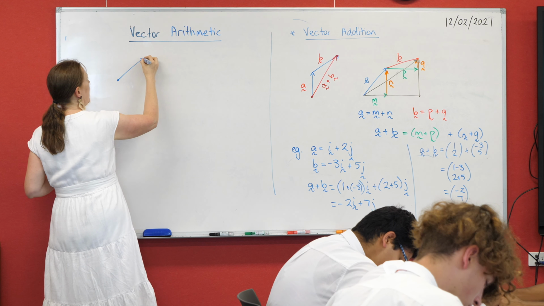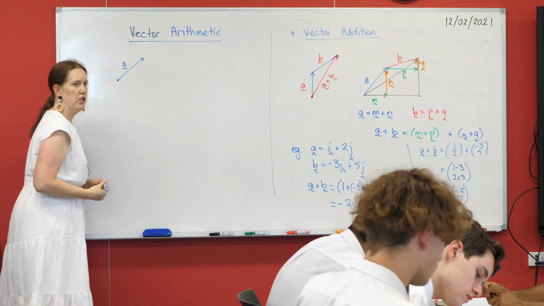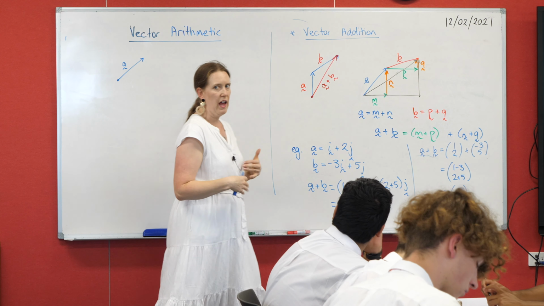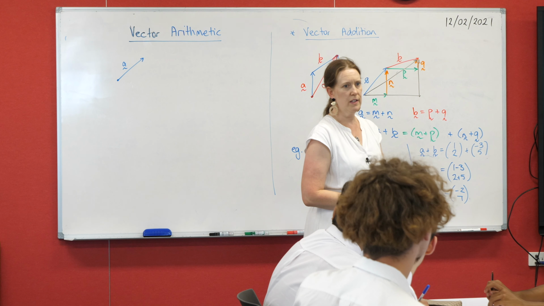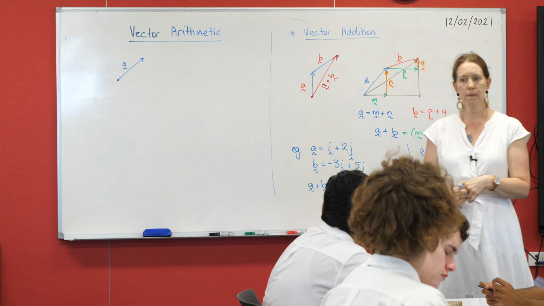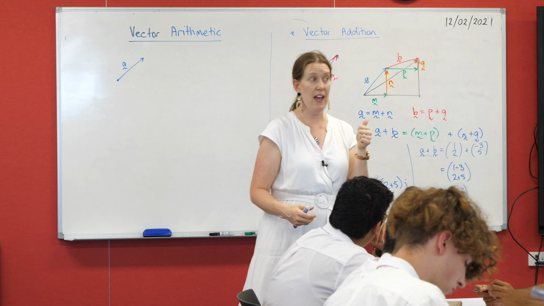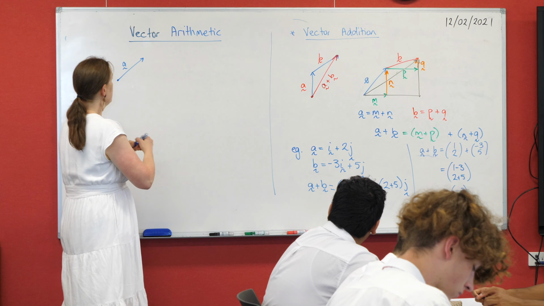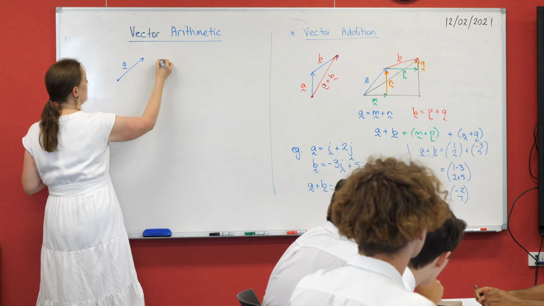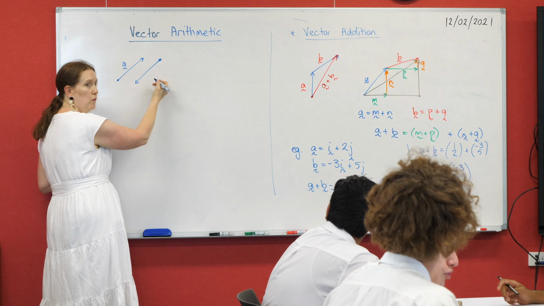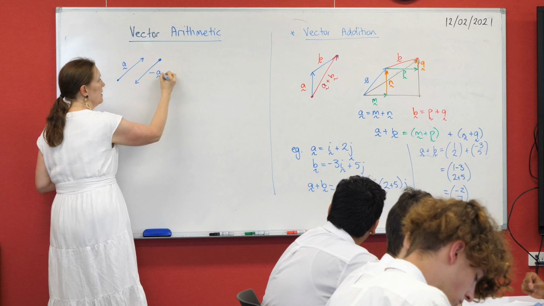If I have a vector A heading in this direction, what does the negative vector of that look like? What's the difference? Describe it to me in words. It goes the other way. Opposite direction. What about my magnitude? Same magnitude. So I'm going to try and draw it really nicely. This vector would be known as minus A.